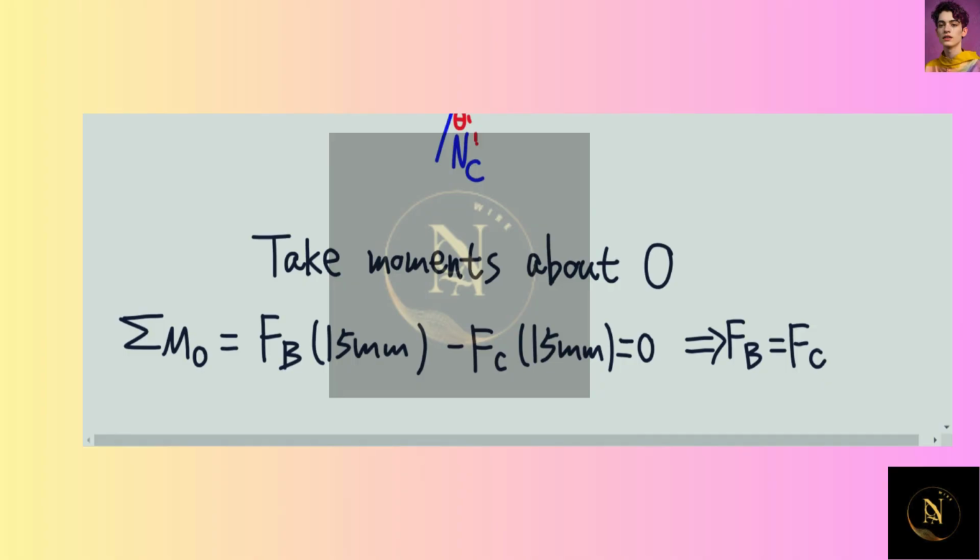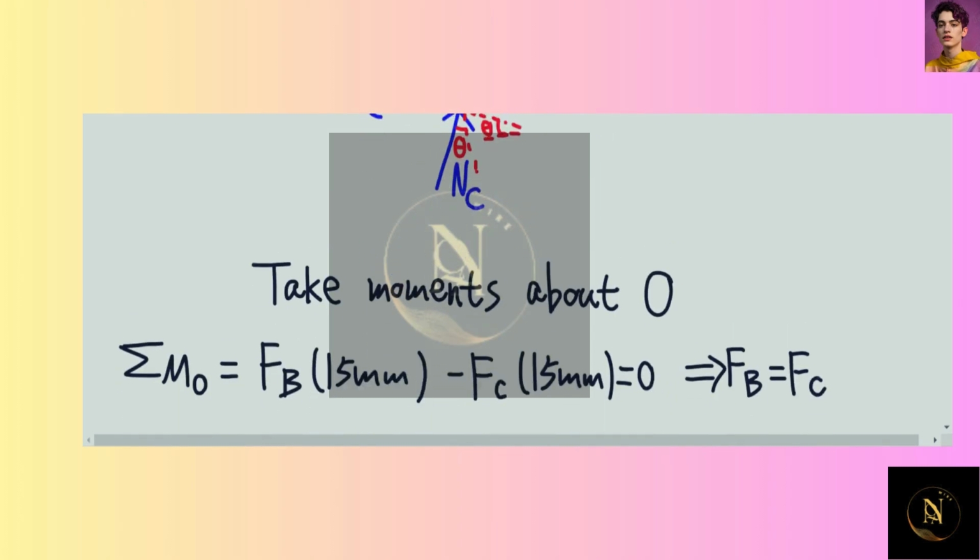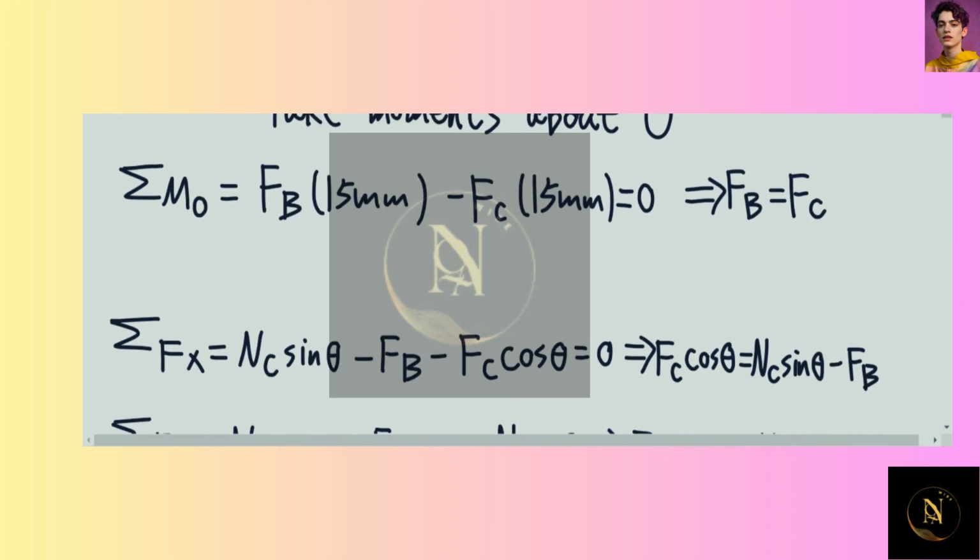Since we consider the system to be in equilibrium, since the roller does not slip, the net force along the x and y directions is equal to 0. So the net force along the x direction is NC sine theta minus FB minus FC cosine theta equal to 0. So we have FC cosine theta is equal to NC sine theta minus FB. NC is the normal force at point C.